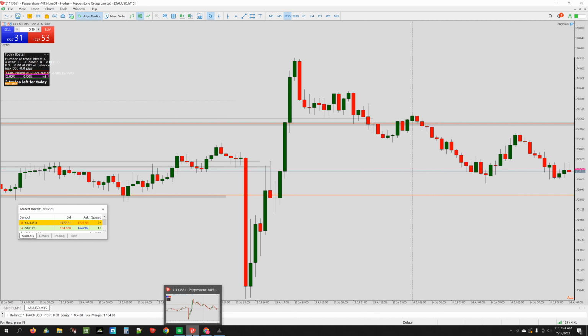So first of all we will look at what we were anticipating yesterday and how prices moved in both gold and in GBP JPY, and then we will move on to do our analysis for today.